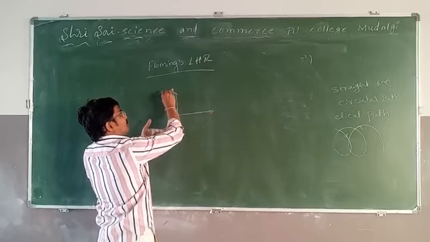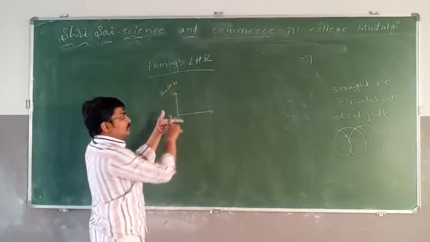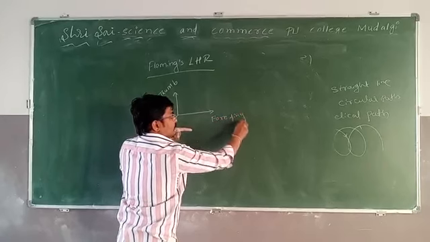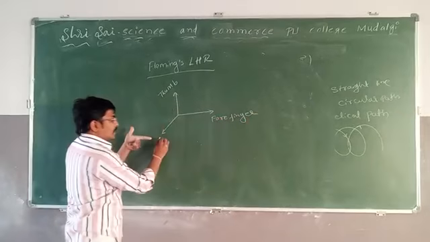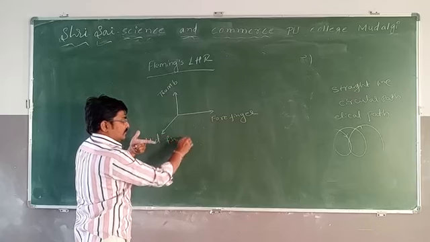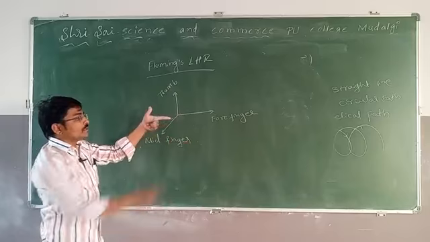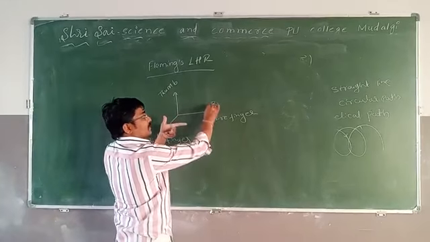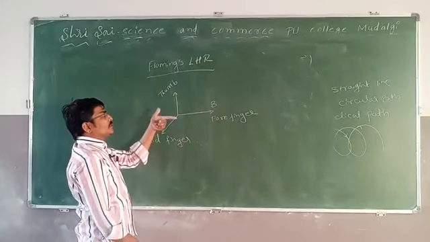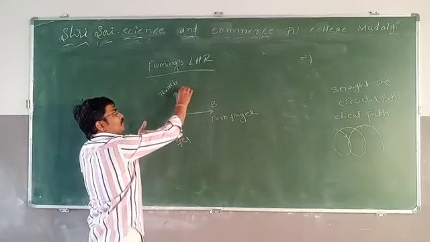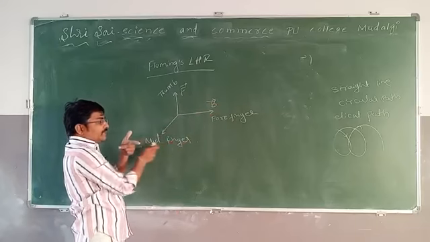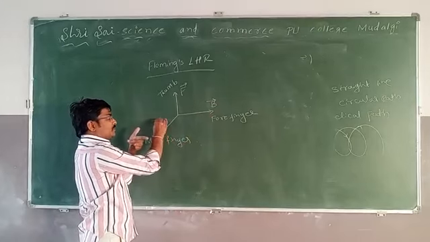This is the thumb, the forefinger, and this is the mid finger. I hold it like this. This forefinger indicates the magnetic field, that is B. Magnetic field B, and the thumb indicates the force F. This is a vector. Then the mid finger indicates the velocity.